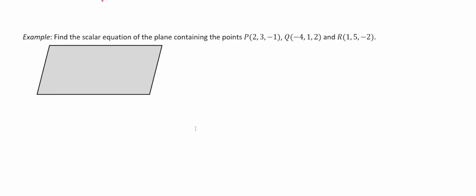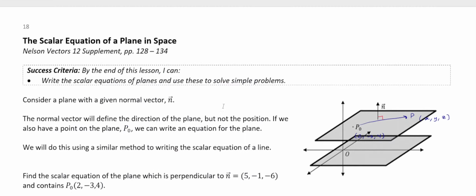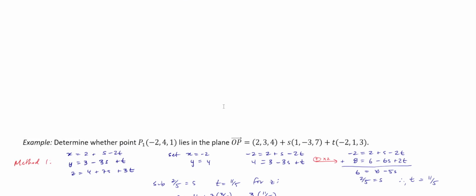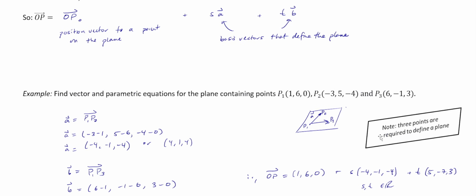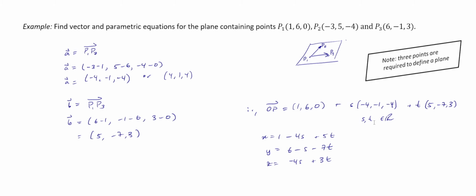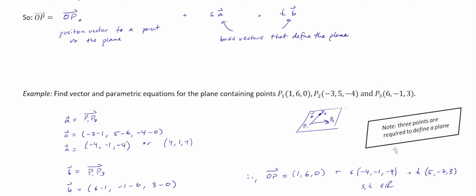All right. Find the scalar equation of the plane containing the points P(2, 3, -1), Q(-4, 1, 2), and R(1, 5, -2). You can draw yourself a plane right here, and the reason why I did that is I want to show how we're going to approach this. Well, remember that you define a plane with 3 points. We said that. I'm just going to scroll up and show you where we have that in our notes. Here, on page 15, it says 3 points are required to define a plane.